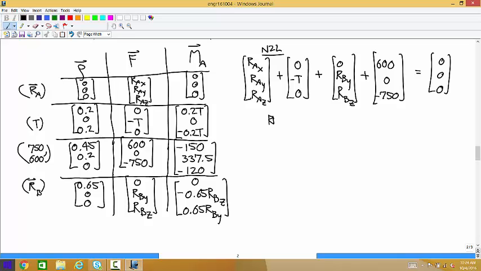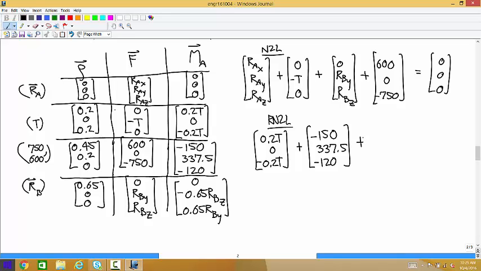And then the moment equation says 0 plus 0.2t, 0, negative 0.2t, plus negative 150, positive 337.5, negative 120, plus 0, negative 0.65 RBZ, plus 0.65 RBY is equal to zero.